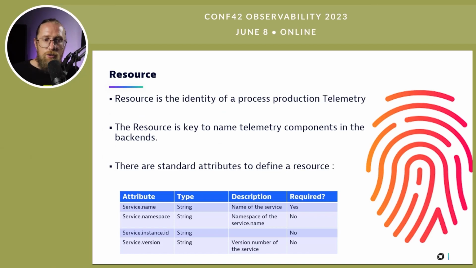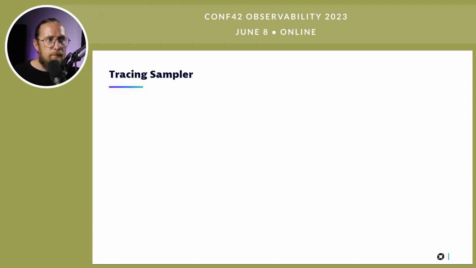So what is a resource? As mentioned, it's the identity of the service. The resource is very critical because at the end, if you have a service cart, service order, each of those services needs to have an identity. So then they will be displayed in the observability solution. So at the end, you need a service name, you need a service version. A couple of things are required, but at least the minimum is a service name.